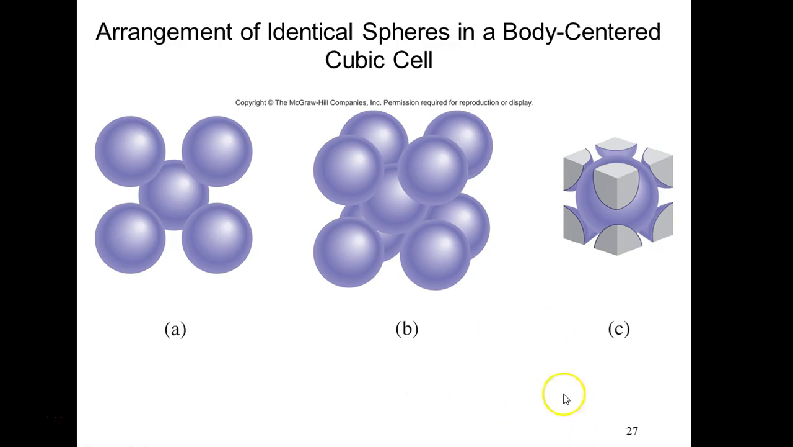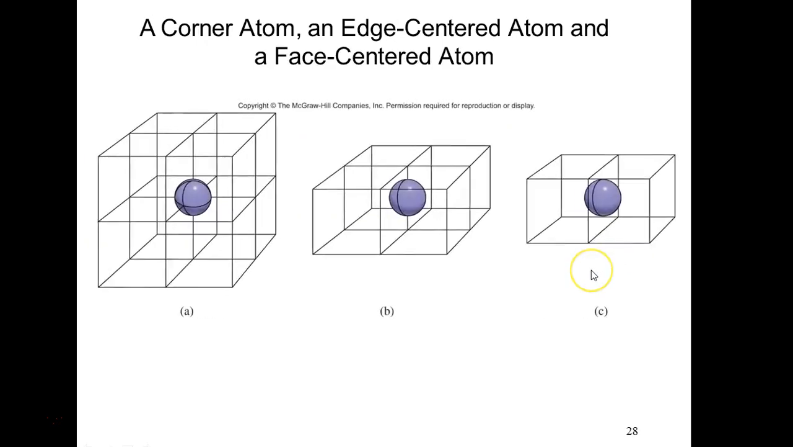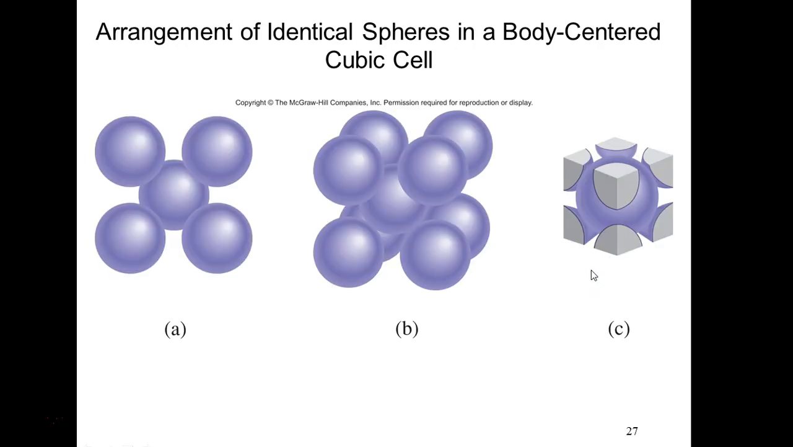Now if we look at the figure in diagram C, you can see that there's 1 whole sphere within each of these unit cells, and 8 spheres that are only 1/8 of a sphere. So in a body-centered cubic cell, there are a total of 2 atoms per unit cell.